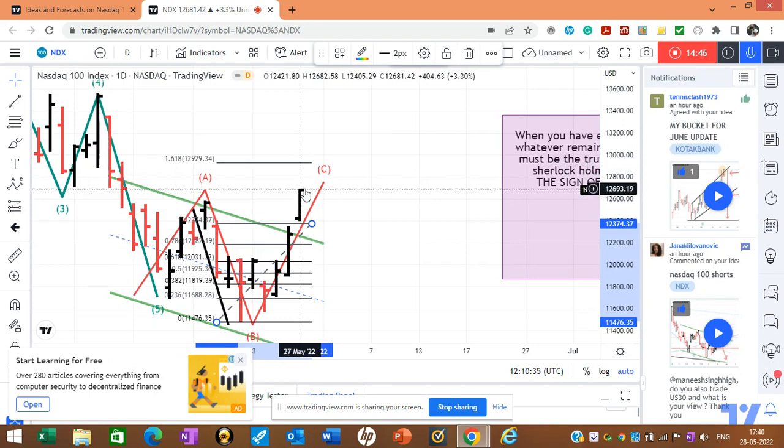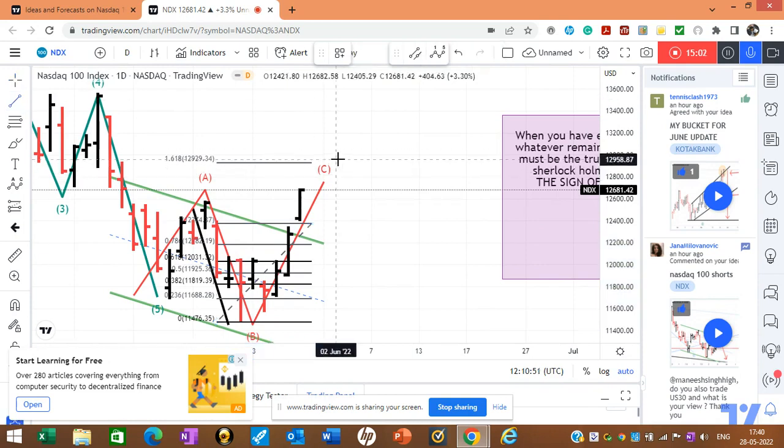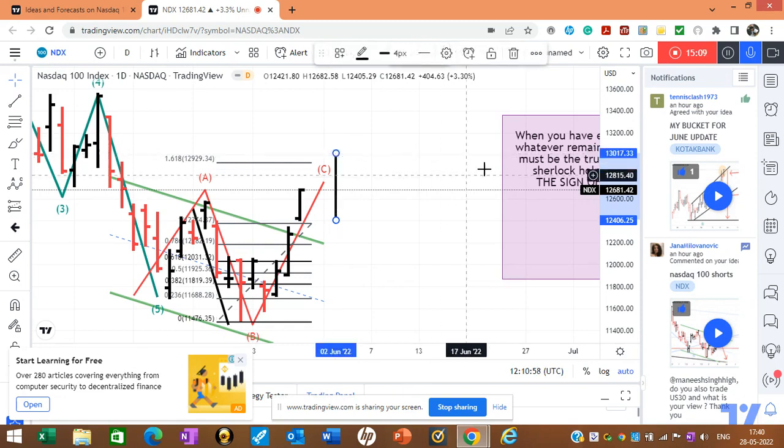So wave C should be between 100 to 165%. Somewhere in between it should end. This wave C correction should end somewhere between this. So that is why I've taken the target of 13,000 to 12,958. So that is why I have marked the target like this. So A, B, and C.